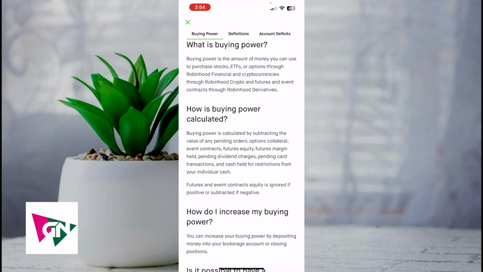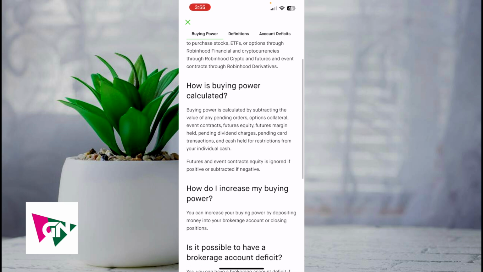So taken from Robinhood themselves, buying power is the amount of money that you can use to purchase stocks, ETFs, or options through Robinhood Financial and cryptocurrencies through Robinhood Crypto. So it's essentially buying power. It means what it means. It's basically cash that you can use to make all these purchases on Robinhood. So with that, you can also increase your buying power by depositing money into your brokerage account or closing out positions. So that right there, guys, is the best and easiest way that I can explain what Robinhood buying power is.